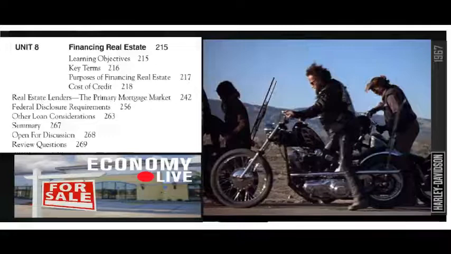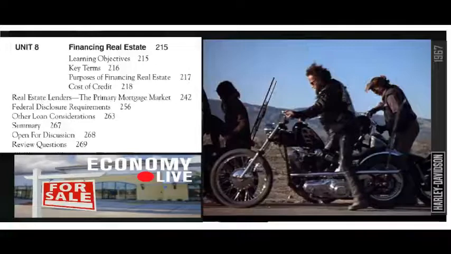The TILA-RESPA Integrated Disclosure Rule, TRID, consolidates 4 existing disclosures required under the Truth in Lending Act, TILA, and the Real Estate Settlement Procedures Act, RESPA, for closed-end credit transactions secured by real property into 2 forms: a loan estimate that must be delivered or placed in the mail no later than the 3rd business day after receiving the consumer's application, and a closing disclosure that must be provided to the consumer at least 3 business days before consummation.